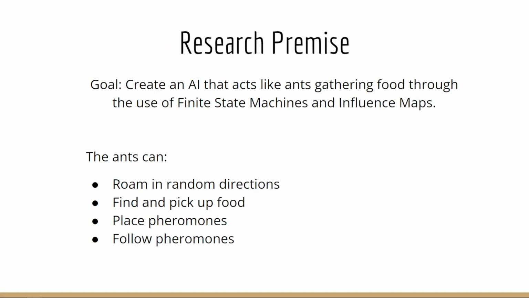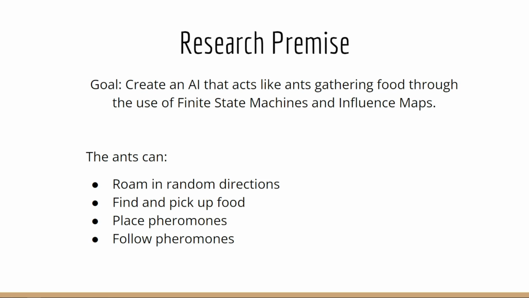So the whole premise of this research project is I wanted to create an AI that acts like ants, gathering food through the use of finite state machines and influence maps. Now these ants can roam in random directions. These random directions are determined by waypoints, and they can find and pick up food, which is both placed already in the scene and can be placed by the player.